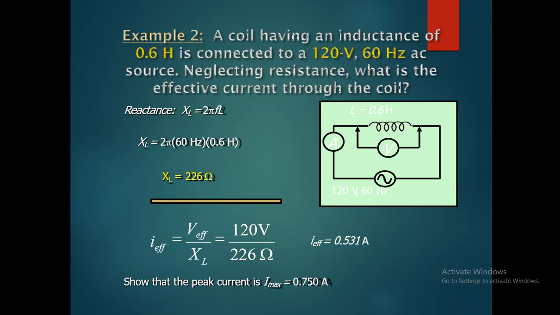With that, it's very easy to get the current value by applying Ohm's law. That is, V is equal to I XL. From that we can write I equal to V by XL. Due to that we are getting the current value of 0.531 ampere.